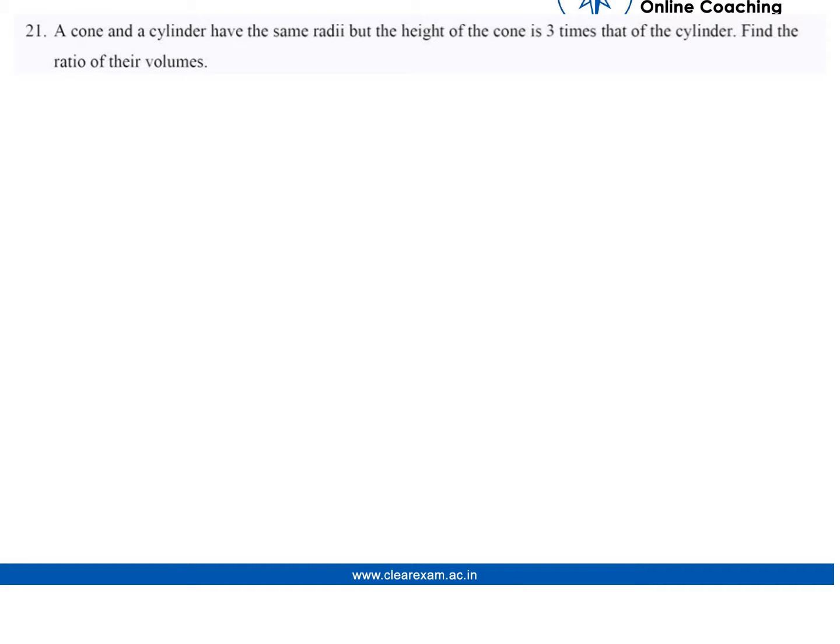Hey guys, in this question we need to find the ratio of the volume of a cone and a cylinder who have the same radii, but the height of the cone is 3 times that of the cylinder. So we need to know that the volume of a cone is equal to pi r square h divided by 3, whereas for the cylinder it is pi r square h, where r and h are the radius and the height of the figures respectively.